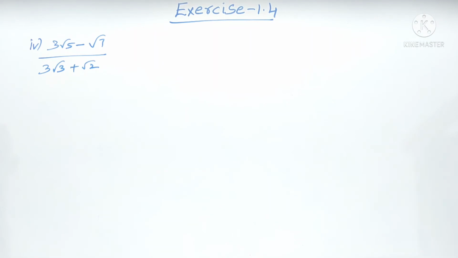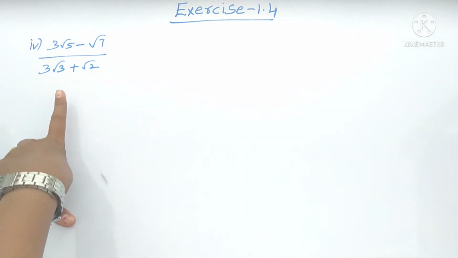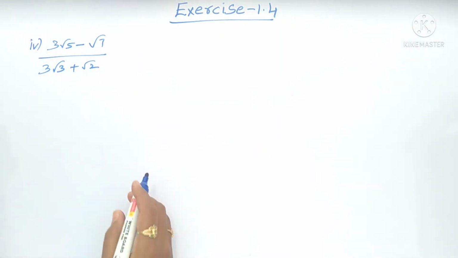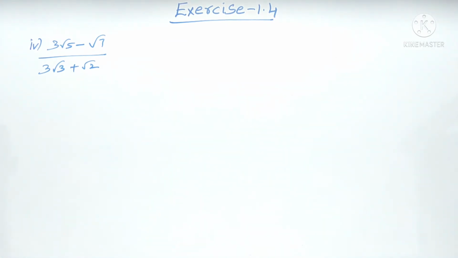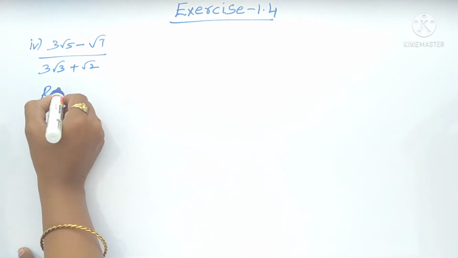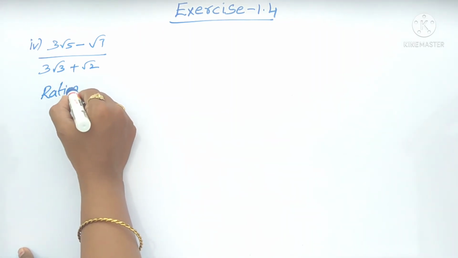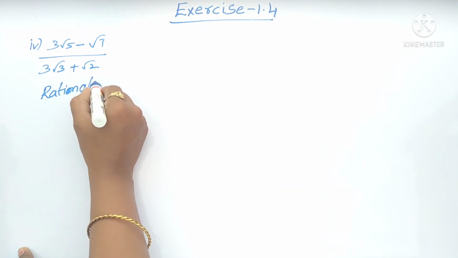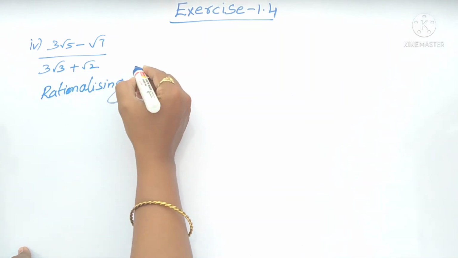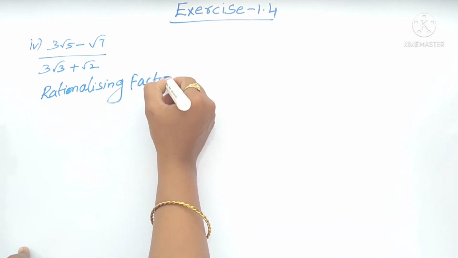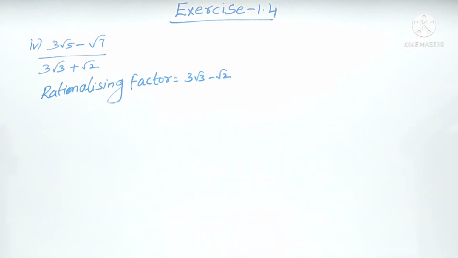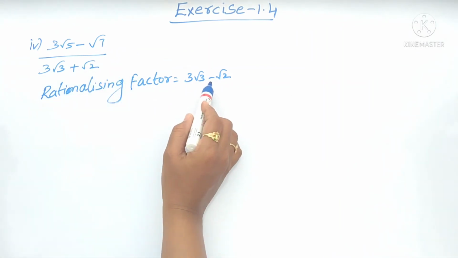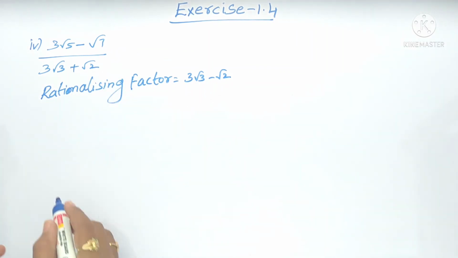So here what is in the denominator? 3 root 3 plus root 2. So what is the rationalizing factor? 3 root 3 plus is here, so we have to put minus. So the rationalizing factor is equal to 3 root 3 minus root 2. So now we have to multiply both numerator and denominator with 3 root 3 minus root 2.